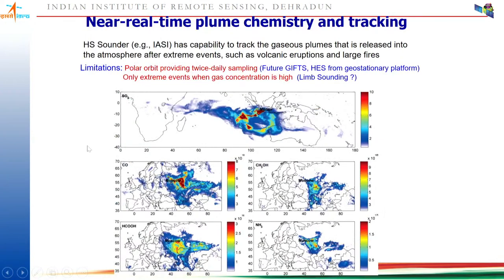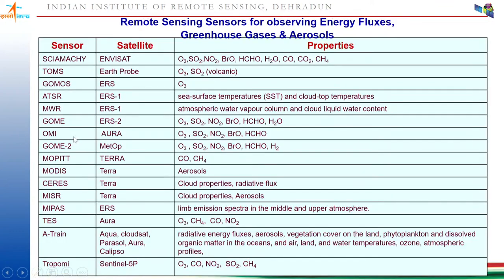Another example of the infrared sounder is the near real time plume. Suppose there is an accident, a fire, or a plume from one region to another region, we can track it, and we can know the rate at which the plume is moving and in which direction. That can also be assessed from these types of sounders. These are some of the sensors which are used for trace gases, aerosols, and energy budget studies.